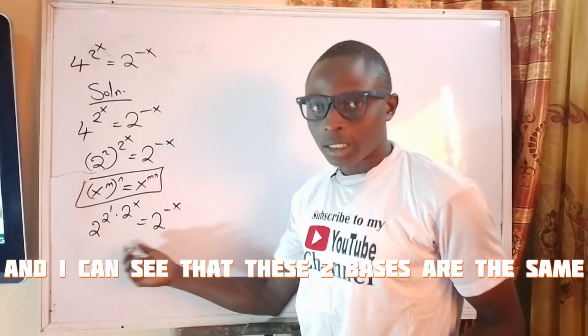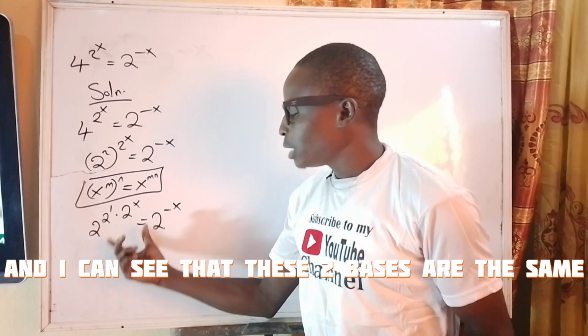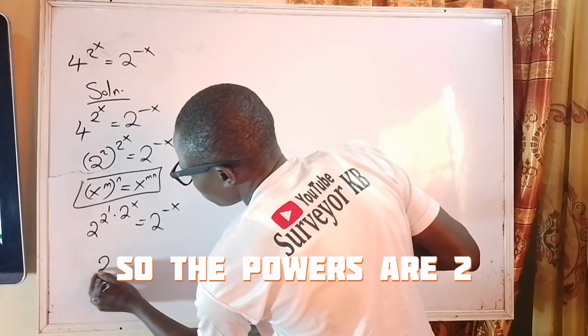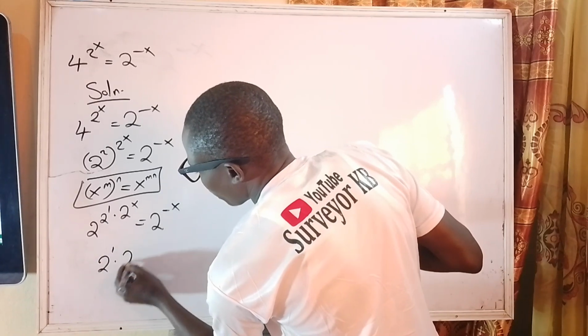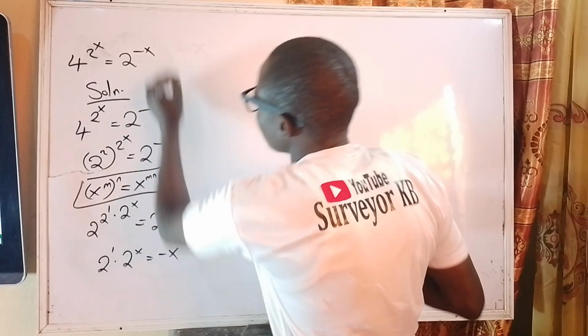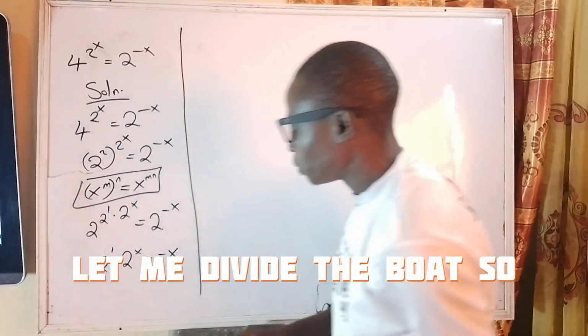And I can see that these two bases are the same, so I can equate the powers. So the powers are 2 raised to the power of 1 multiplying 2 raised to the power of x, to be equal to minus x. Let me divide both sides.